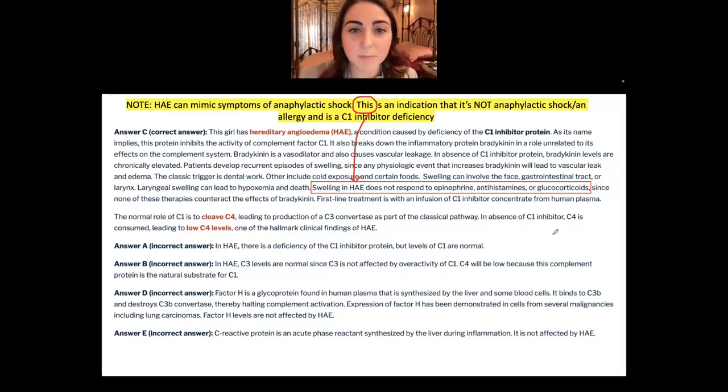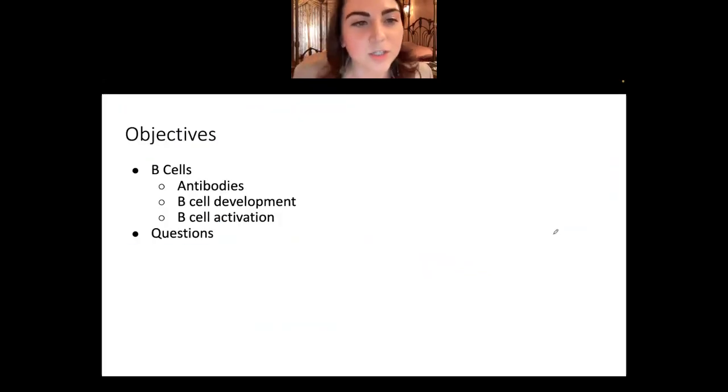Okay, so let's talk about B cells. What we're doing is we're going to start off by talking about antibodies, then go into B cell development, then B cell activation, and then end with a bunch of questions. Feel free to leave whenever you need to. It might be very long, but the questions are going to be really good at showing you what you should be focusing on because there's going to be a lot of content.